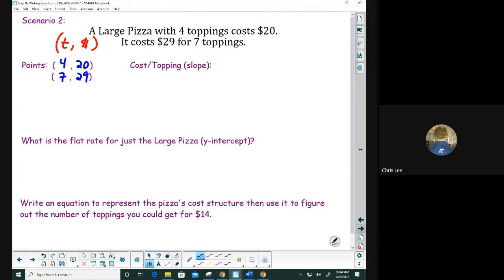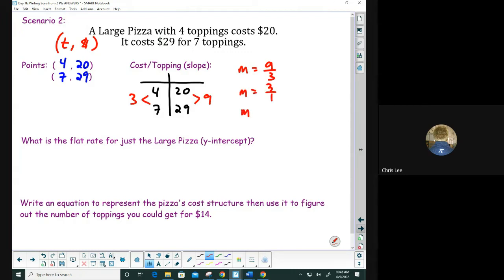How do I find the slope? We've got to do a table. 4 and 20, 7 and 29. Perfect. Mila tells me the slope is 9 over 3. Can that reduce? Yeah. To what? 3 over 1, or we could just say 3. Excellent.